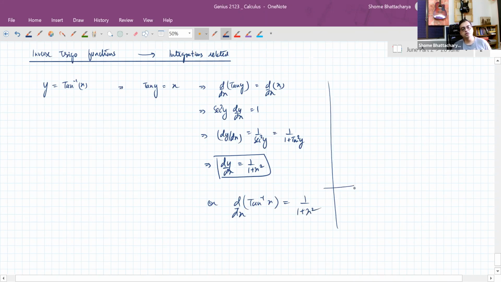Now what this also means is that the integration of 1 upon 1 plus x square should be equal to tan inverse x plus c. Okay, so this statement actually implies this. If the differentiation of one function is equal to this, then the integration of this function should be equal to that. That is the concept of antiderivative. Okay, so let's see how this works out by using substitution also. So first, just note this down.